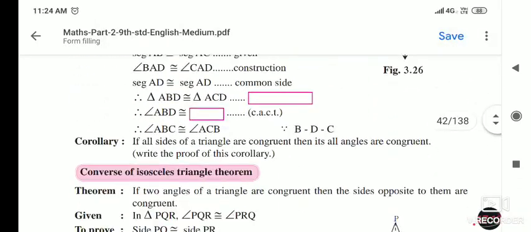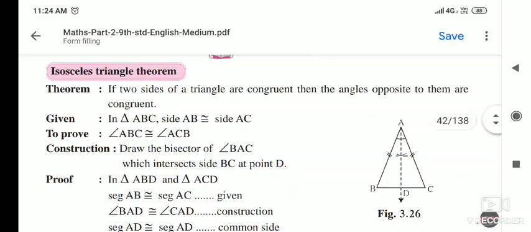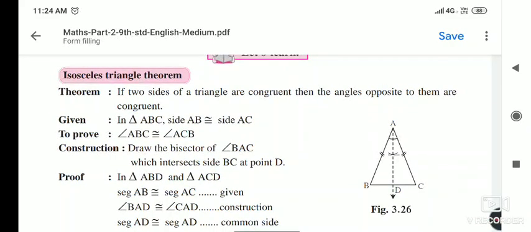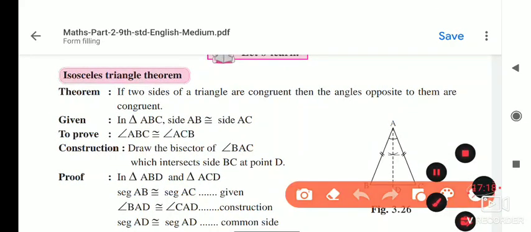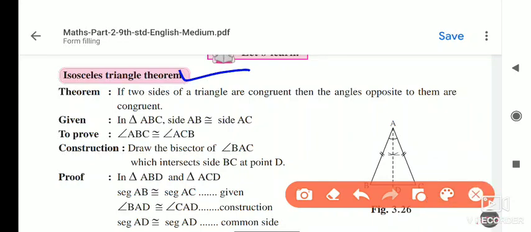So once again, you must understand the statements. What is the isosceles triangle theorem? You should learn the names of these theorems or properties, and with the name you must know the statement. Then you will get a clear idea about it. So what is the theorem?